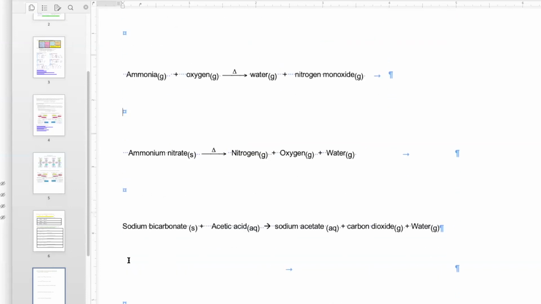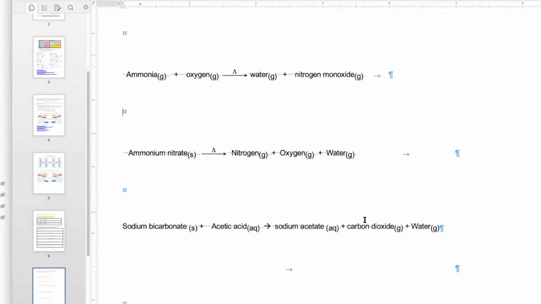Sodium bicarbonate, that's baking soda. Baking soda's NaHCO3, sodium bicarbonate. The bicarbonate ion is HCO3, okay? Acetic acid. Acetic acid is the main acid in vinegar. It's H, telling you it's an acid, and then the acetate ion is C2H3O2. It's a -1. And so you get sodium acetate, carbon dioxide, and water.